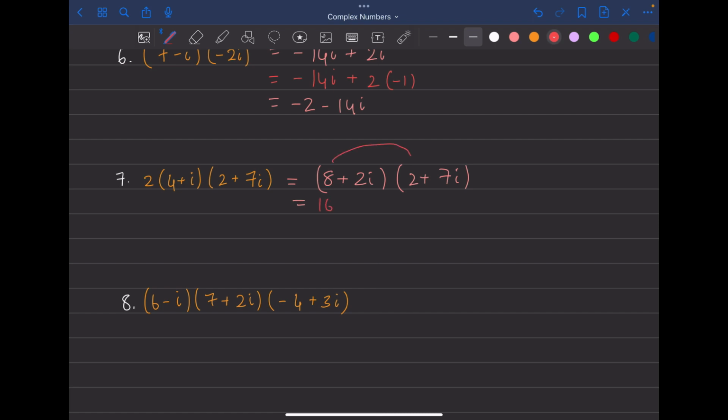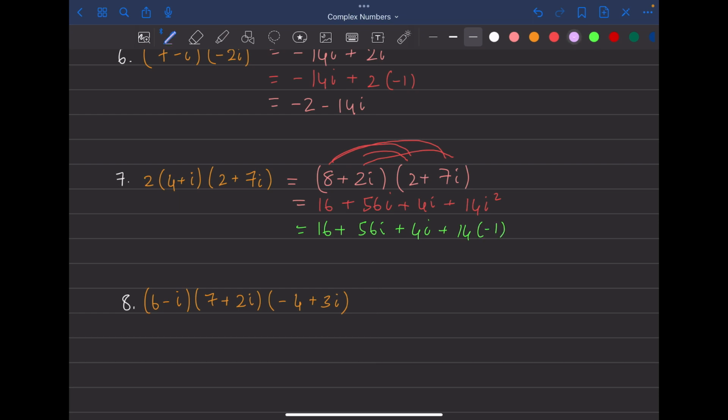So 8 times 2 is 16. 8 times 7i is 56i. 2i times 2 is plus 4i. And then 2i times 7i is positive 14i squared. Once again, let's substitute that i squared to become a negative 1. This is equal to 16 plus 56i plus 4i, and then plus 14 times negative 1.